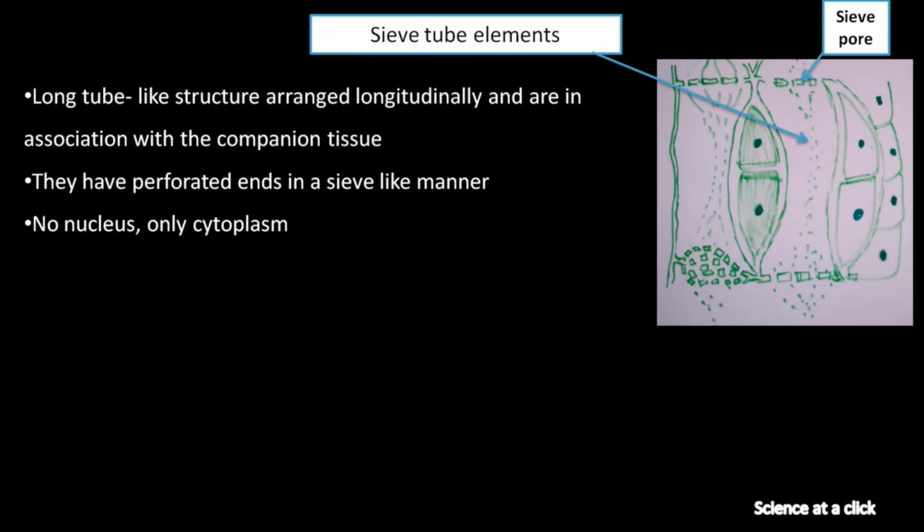They have perforated ends and they are present in a sieve-like manner. There is no nucleus and cytoplasm present. So here, these are the sieve tube elements, and these are the sieve pores. We can see the pores from where these elements will flow.